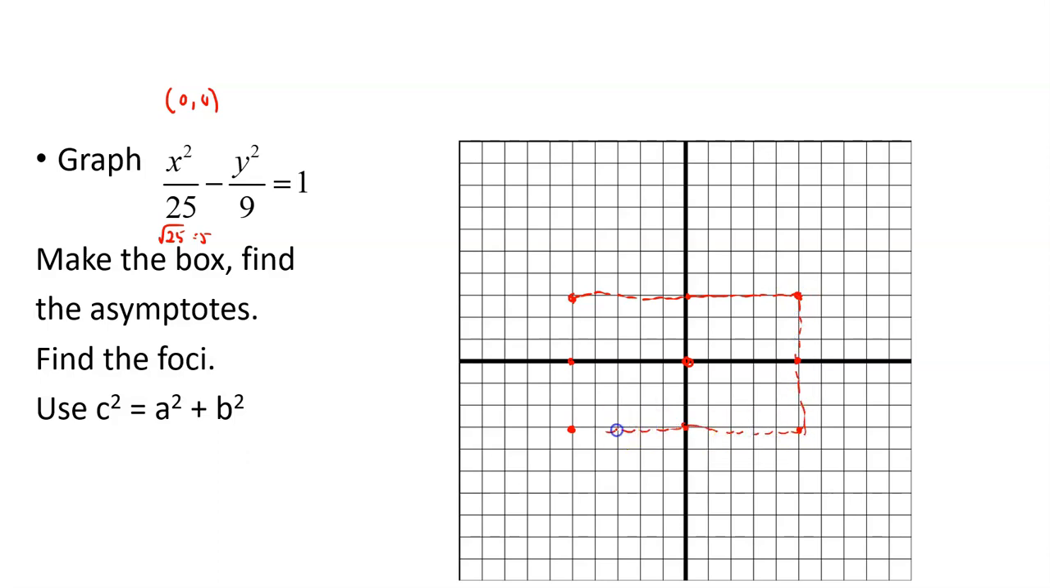Usually we use dashed lines for this. Okay, nice box. The next thing we need are the asymptotes. The asymptotes are drawn from corner to corner on that box. So from this corner to that corner, through the origin, over that way. All right, and then from top right to bottom left.